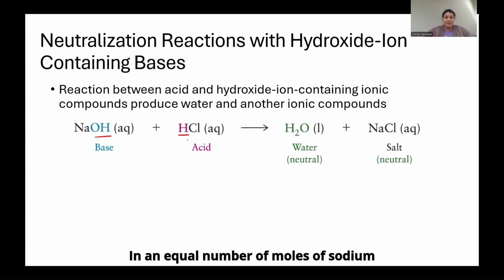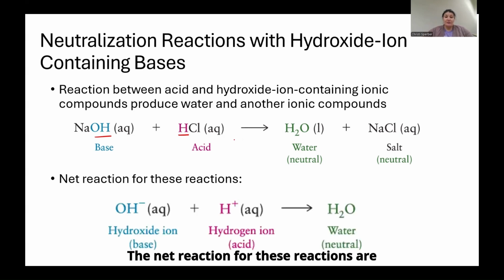And an equal number of moles of sodium hydroxide and HCl are combined. The result is a neutral solution. Sodium and chloride ions are unchanged during the reaction and remain in solution as spectator ions. The net reaction for these reactions is the hydroxide ion plus the hydrogen ion goes to neutral water.